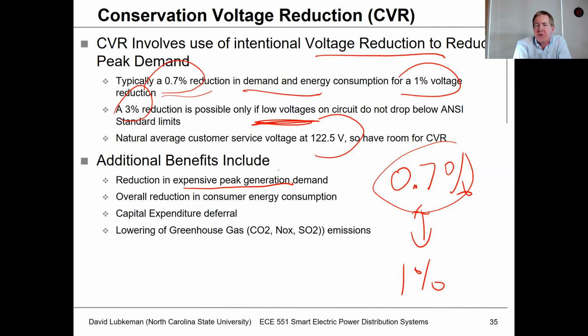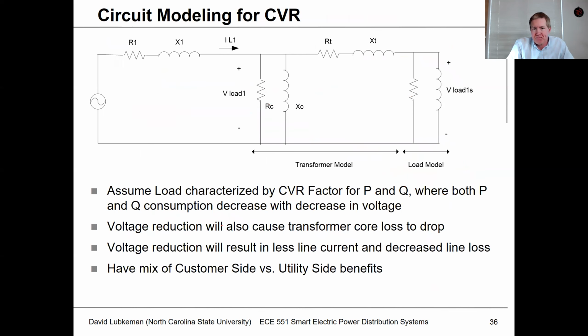That's primarily why you use CVR. It also has some benefits in reducing consumer energy consumption. And so some public utility commissions may like this because it would reduce the customer bill, and it could result in some capital expenditure deferrals. And then anything you do as far as reducing peak losses and energy consumption also would have an impact on greenhouse gas. And so some of the business cases look at reduction in greenhouse gas as a side effect or a side benefit of doing this CVR.